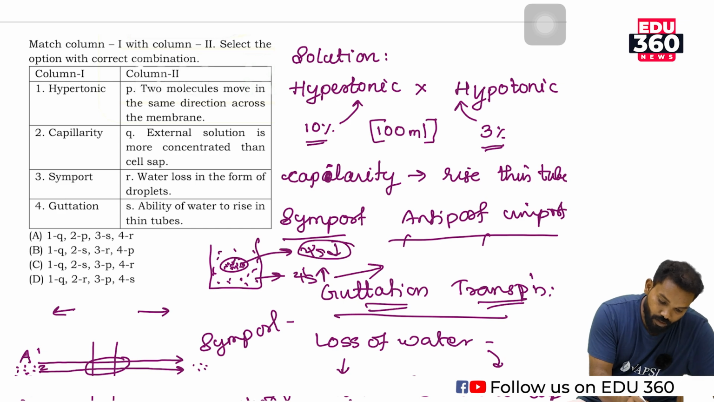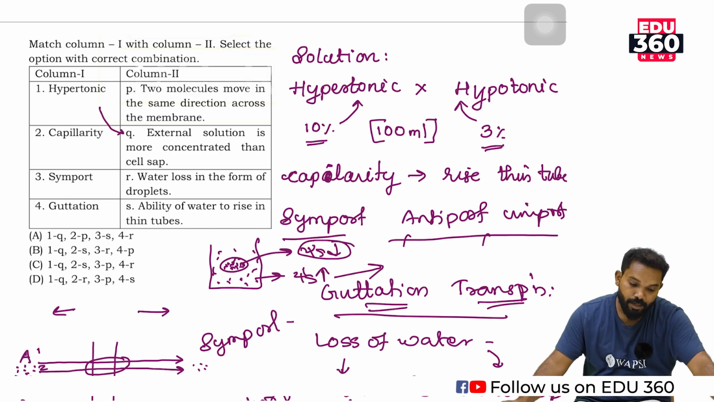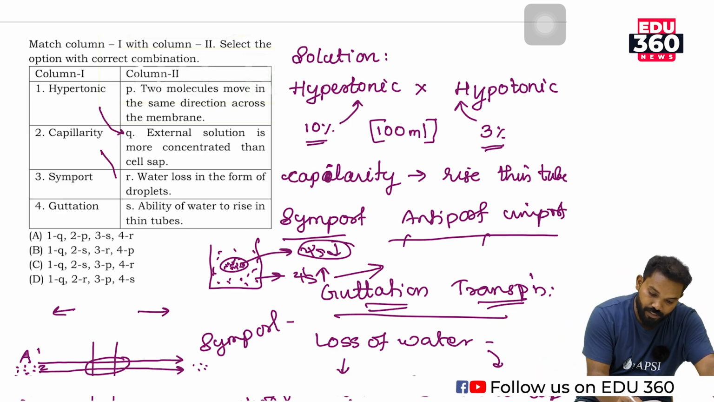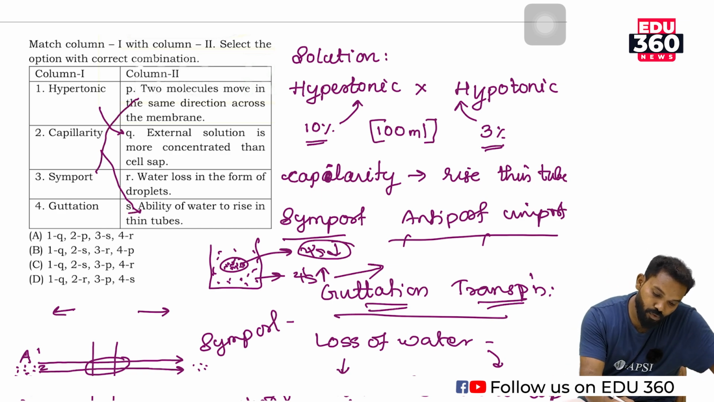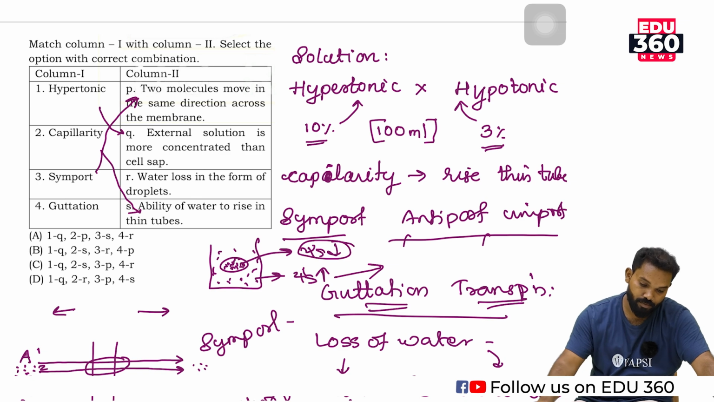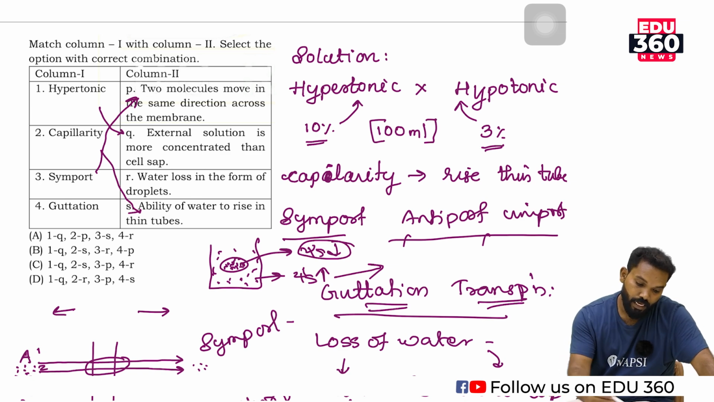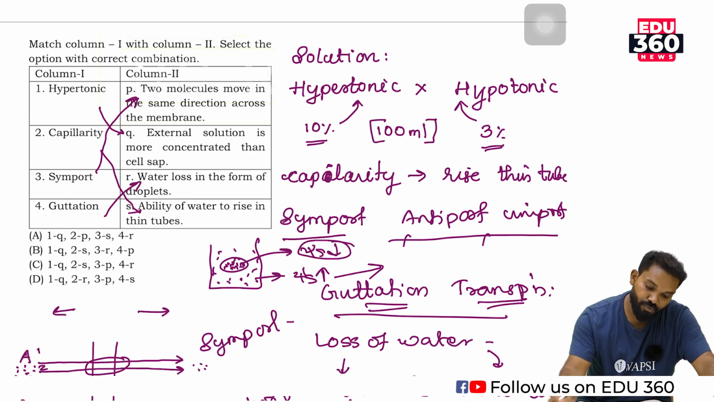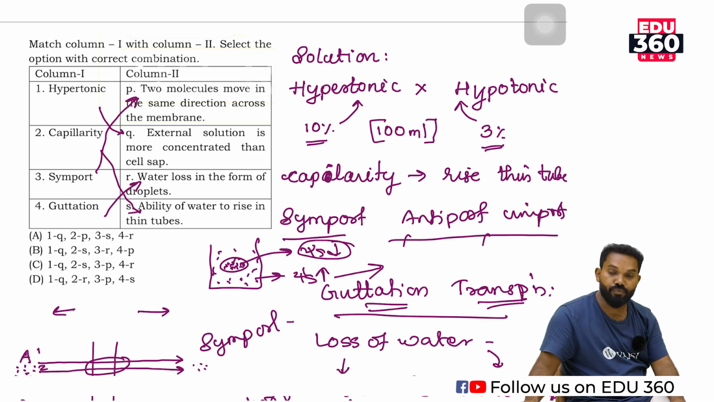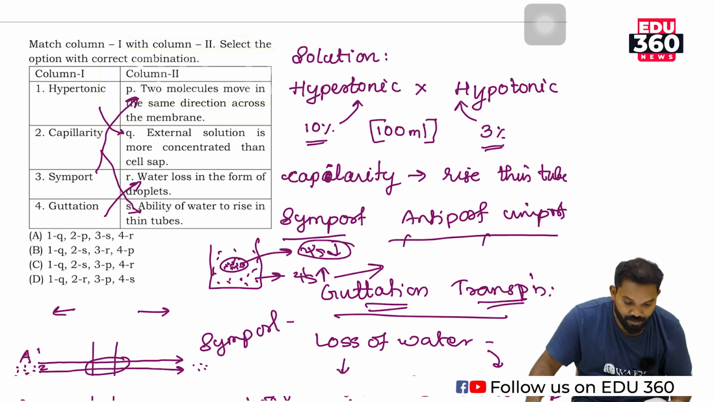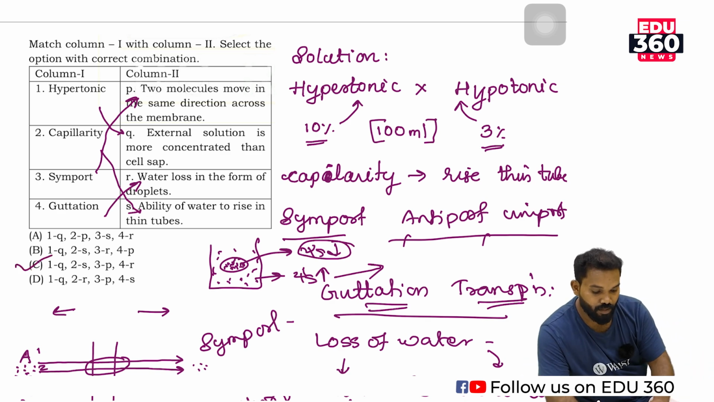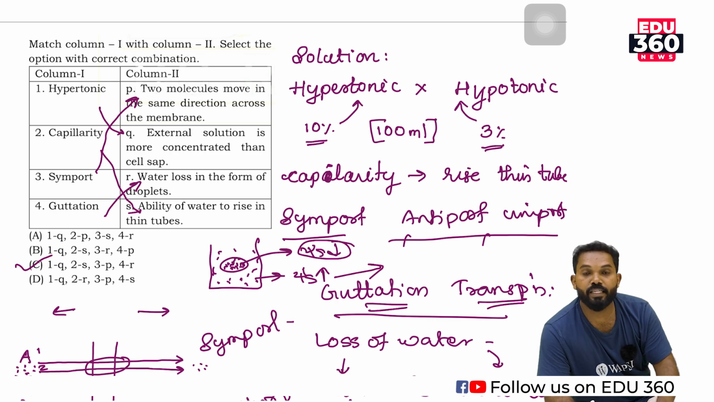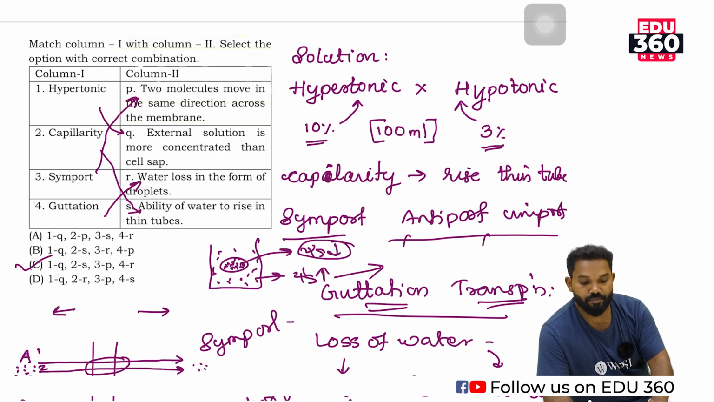So 1 matches Q: capillarity is the ability of water to rise in a thin tube. 2 matches S: symport is the movement of two molecules in the same direction across the membrane. 3 matches P: hypertonic solution. 4 matches R: guttation is the loss of water in the form of droplets. So the answer is QSPR, option C. The right answer is option C.